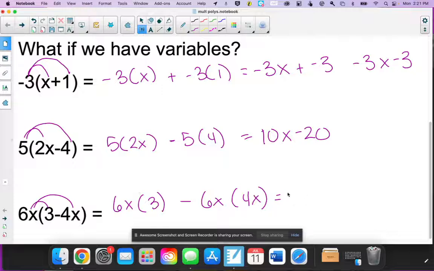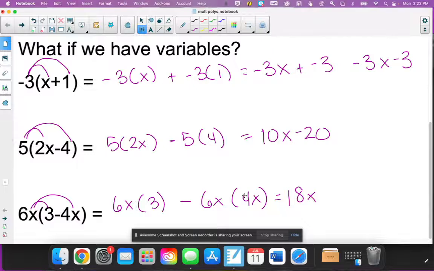Okay, so 6 times 3 is 18x. And then 6x times 4x, you multiply the coefficients. 6 times 4 is 24. And x times x is 24x squared. It's the same thing if you're multiplying volume. If you think about it, you're multiplying 3 of the same variables. And if you're multiplying x times x times x, you would get x to the third or x cubed. So it does work the same way as if you were just using it as a measurement.